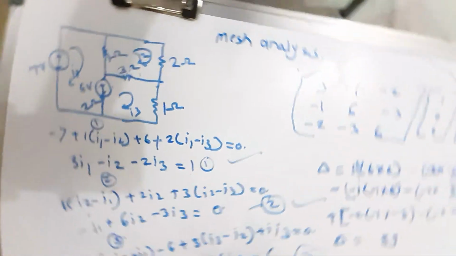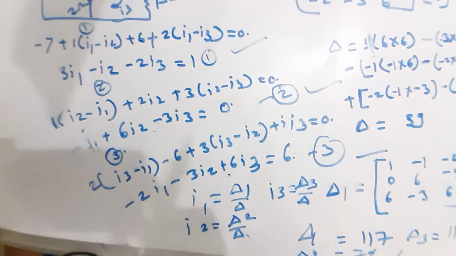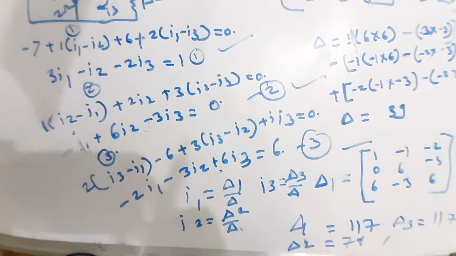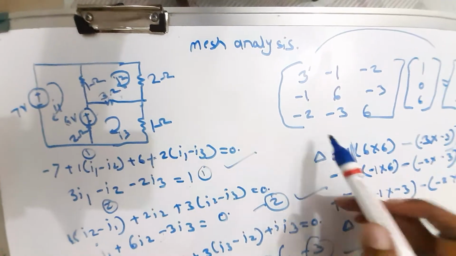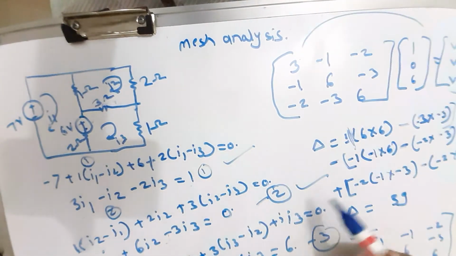For I3, we just check it. For our third equation, minus 2 minus 3 plus 6. So here minus 2 minus 3 plus 6. Okay, and at the end just check it.